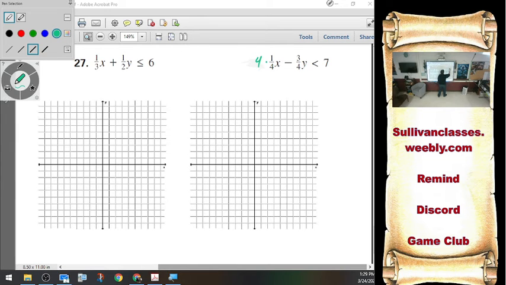So first I multiplied everything by 4 to get rid of all of the denominators. I don't like fractions. Make fractions go away. Not a bad plan.